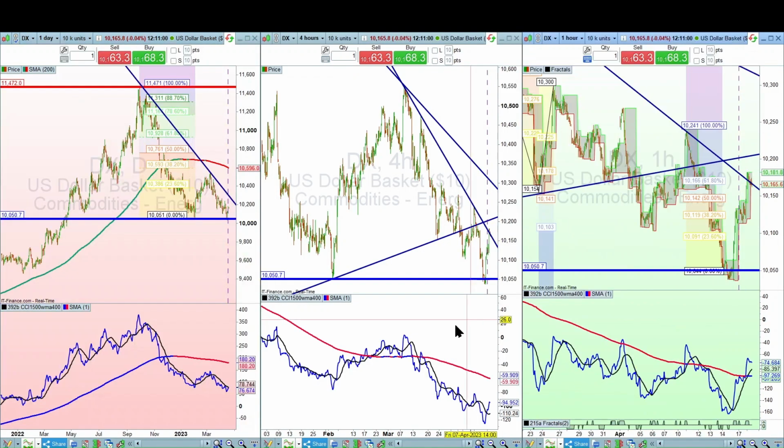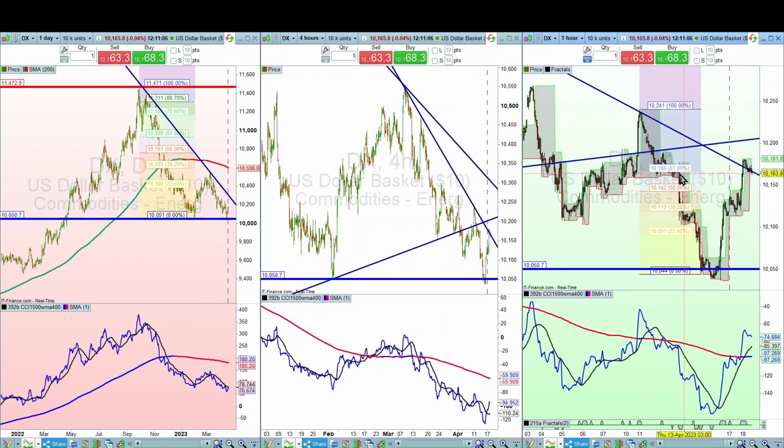So again, looking at the overall 3 timelines, the daily, the 4 hourly, they're still in a pretty strong downtrend. So we need to see it definitely break above this 61% on the hourly chart before taking more confidence, before considering any long positions at least.